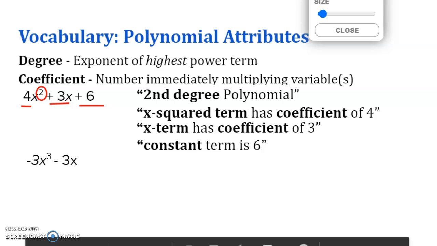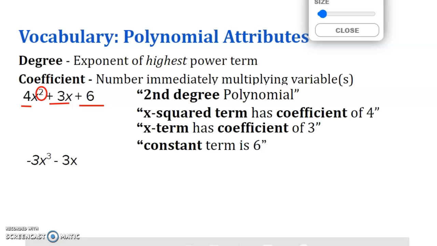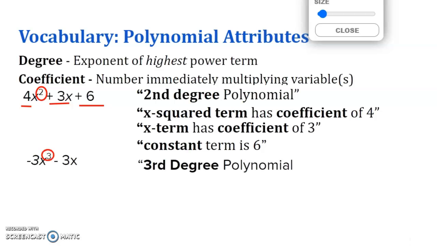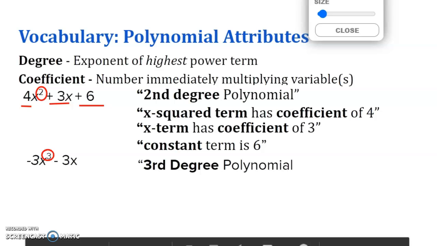Okay, what about this example? Negative 3x to the power of 3 minus 3x. What is the degree in this case? Degree is the highest power term. Which is the highest power term? There's x to the power of 1, x to the power of 3. So x to the power of 3 is the highest term. So the 3 tells me that it's a third degree polynomial.